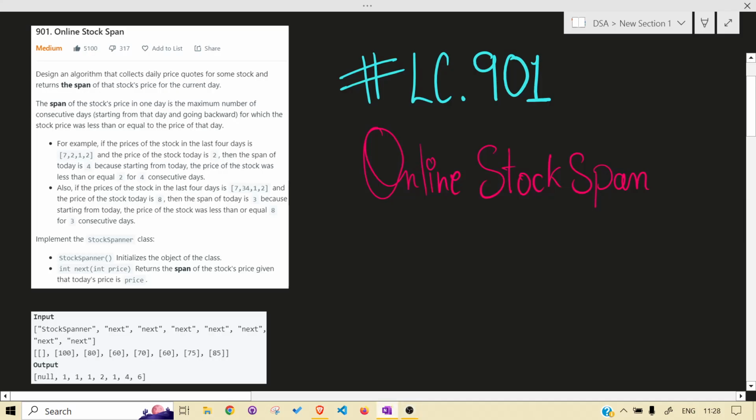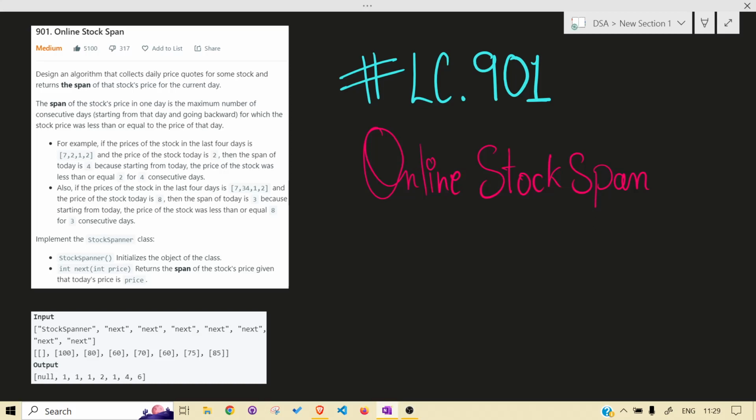Today we are solving another LeetCode problem, that is 901, Online Stock Span. Before jumping into the solution, I would highly recommend you read the problem statement on your own and give at least 15 to 30 minutes to this problem. So let's get right into it.